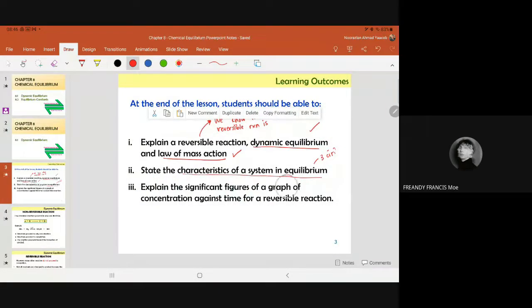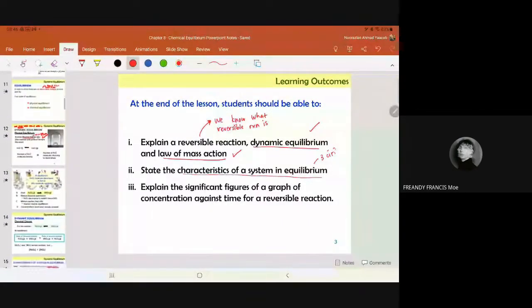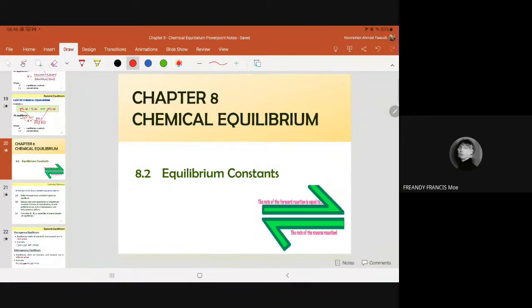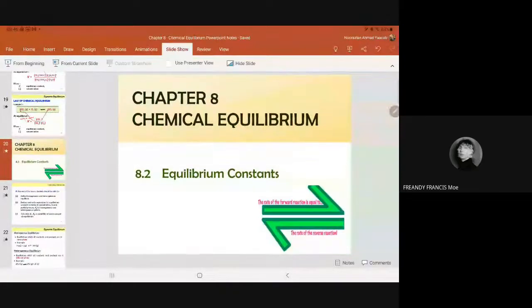And then explain the significant figures of a graph. So graph tadi tu kita tengok, kita tahu dekat mana dia punya equilibrium. Okay, di mana Q tak sama, Q sama dengan K apabila dah capai equilibrium dan sebagainya lah. So kita dah tengok dalam 8.1 we have explained every single thing. Okay, every single thing of this learning outcomes. So with that said, kita akan tengok kepada calculation lah, iaitu dalam 8.2. Okay, so in 8.2. So let's have a look. Slideshow.